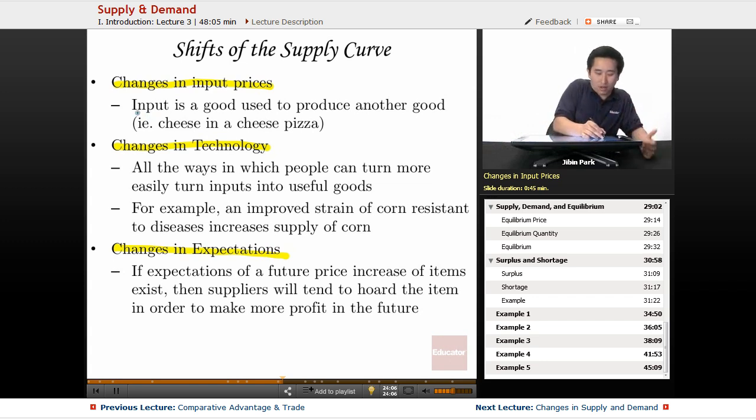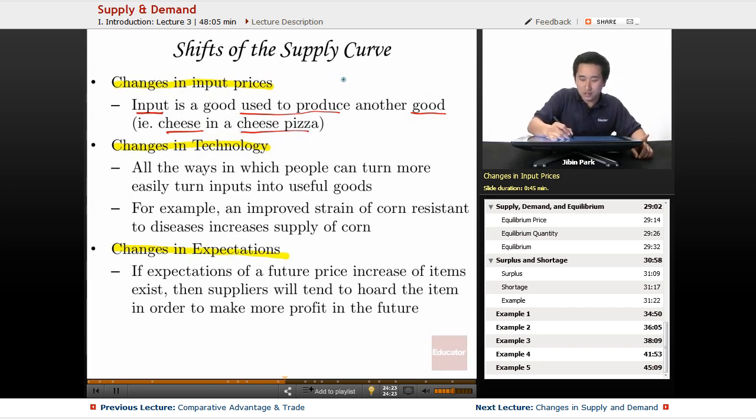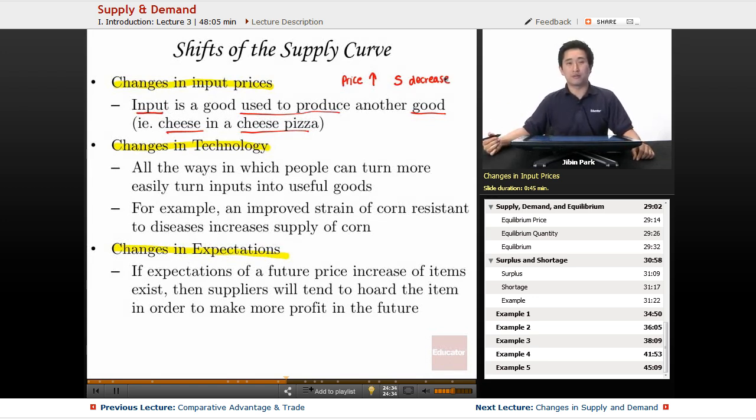So inputs are items used to create output. So ingredients would be another way of phrasing it for food items here. So input is a good used to produce another good. So for example, cheese and cheese pizza. So if the price of cheese goes up, then the supply is going to decrease. Conversely, if the price of cheese goes down, then the supply increases. So if the price of an input increases, then that's bad for the supplier because you make less profit. If the price of cheese decreases, that's good because there's more profit potential.